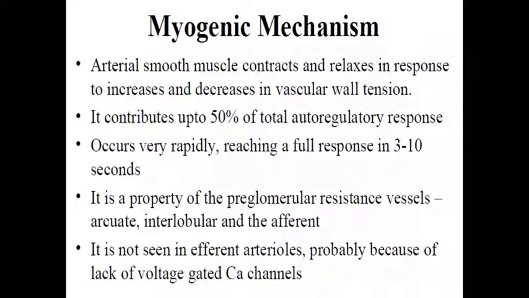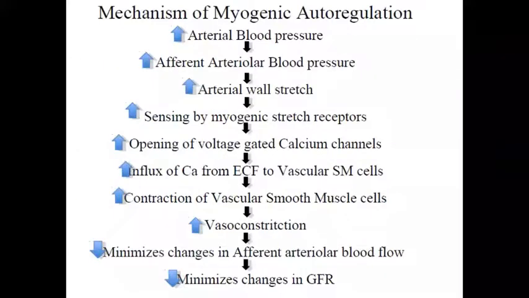Okay, so how does it take place? This myogenic response is not seen in the efferent arterioles, but mainly in the afferent arterioles. Maybe it's because the efferent arterioles don't have voltage-gated channels, like those for calcium. So the efferent is not mainly involved in the myogenic mechanism of autoregulation, but the afferent, which is bringing blood to the kidney nephron, is the one involved.